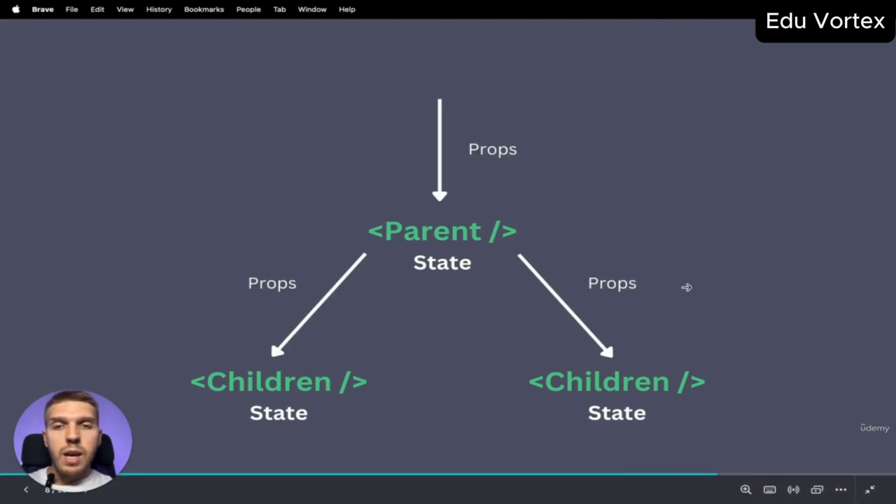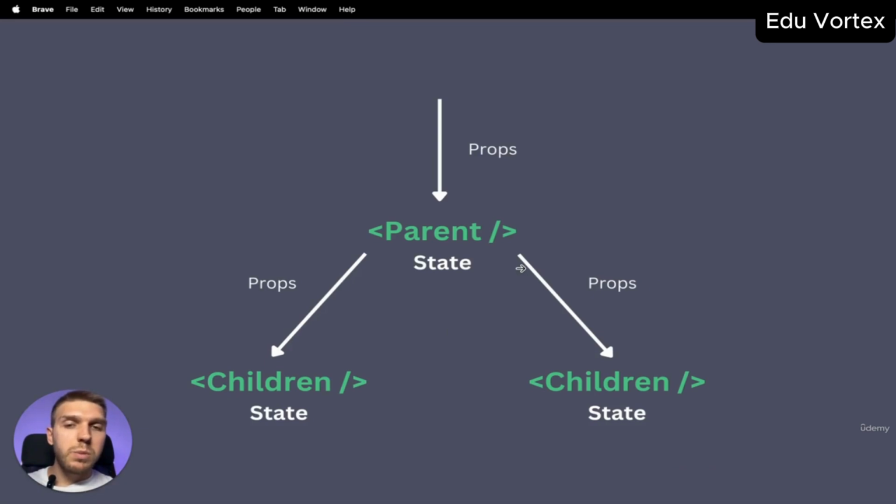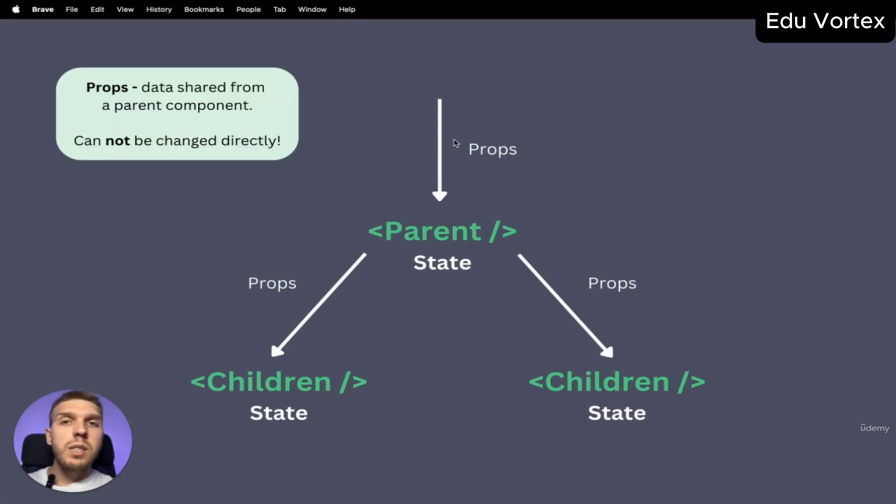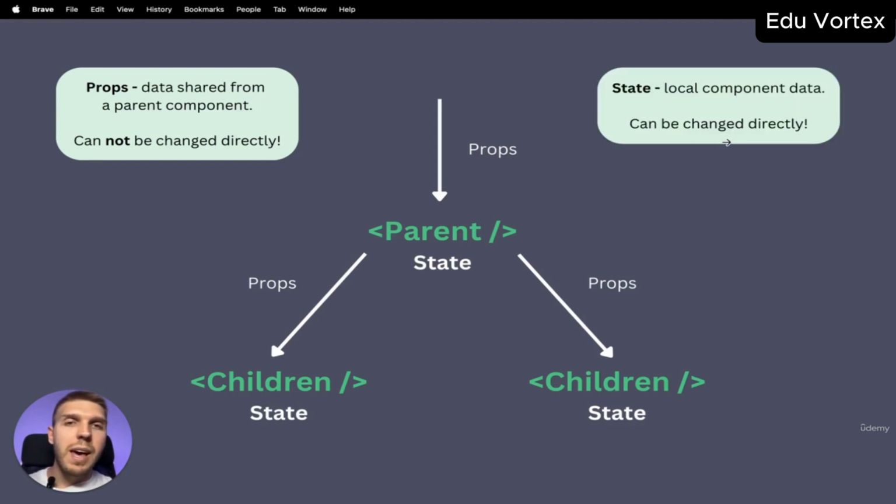Okay. And here appear props, and let's see the difference. Props is data shared from the parent component to the children component. It's like instruction given from the parent component to its children, guiding them on what to display or how to behave. Props can't be changed directly in the component. And state is local component data. It's used to manage the component internal details and can be changed at any time.